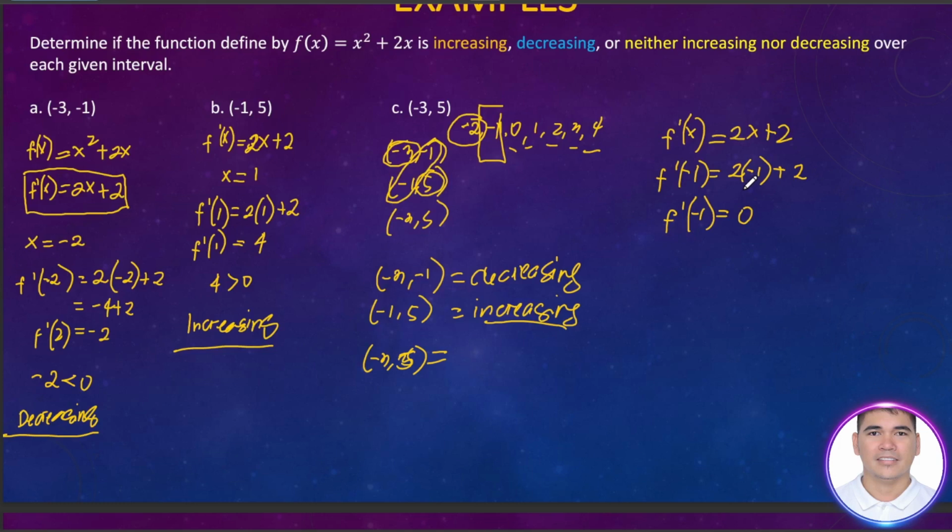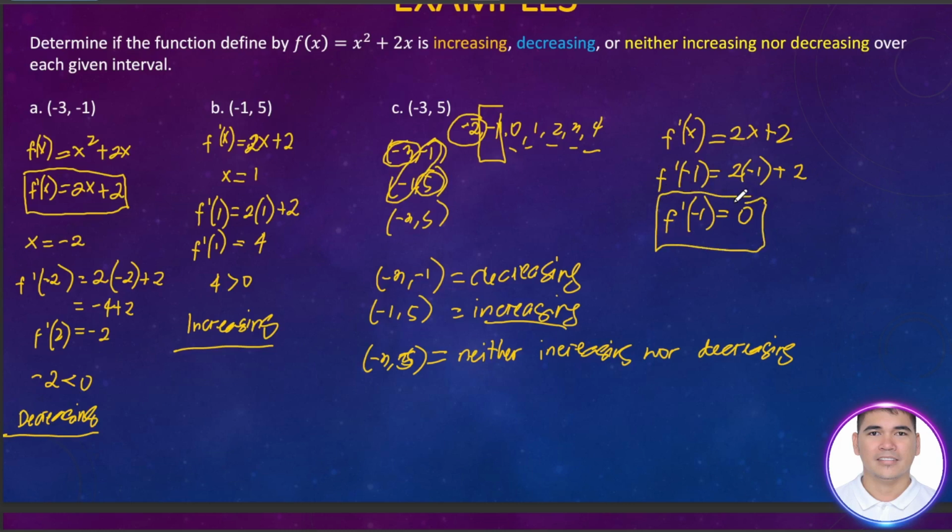So, here, may problema. Pag negative 2, you get decreasing. Pag 0 to 4, you get increasing. Pag negative 1 is 0. So, the answer for letter C is neither increasing nor decreasing. So, we're going to talk further about this 0 thing.